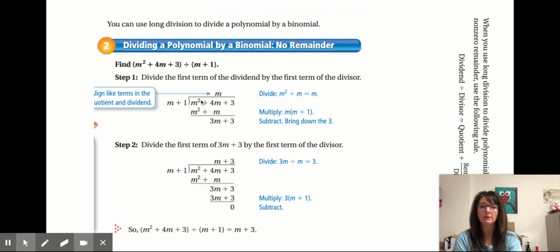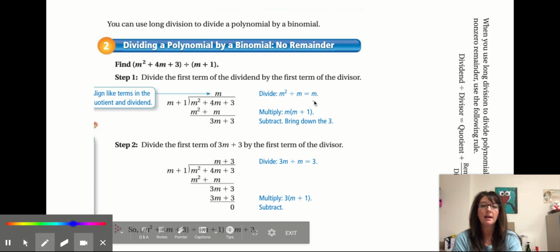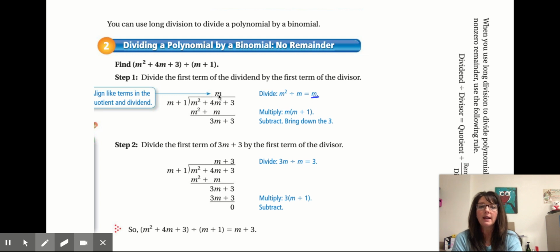So m squared divided by m, right here. So it's going to show you on the side. The result is this m right here. You're going to put that m above the like term. Then you're going to take that m and multiply it. That's what we did last, the last time we took it and divided it by each part. So m times 1 is m, and m times m is m squared. And then you're going to get to this part, and you're going to subtract. So that means you're subtracting the m squared, and then 4m minus m, you get 3m, bring down your 3.